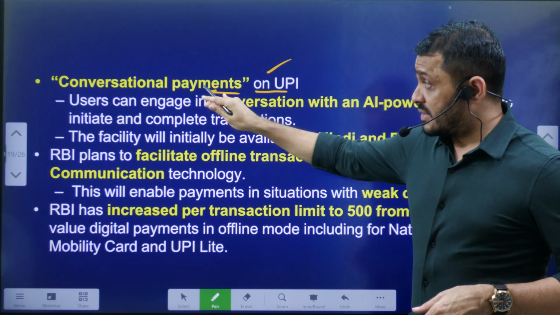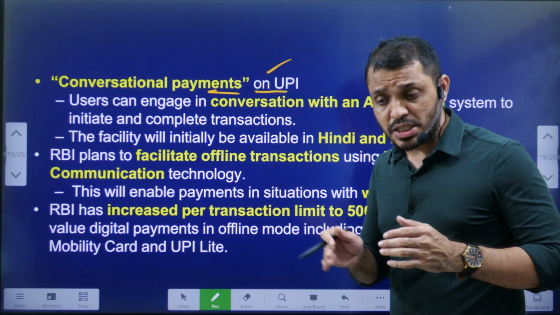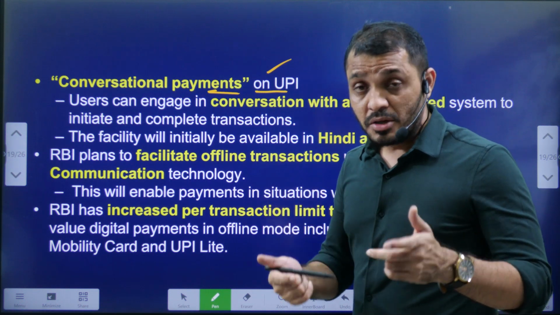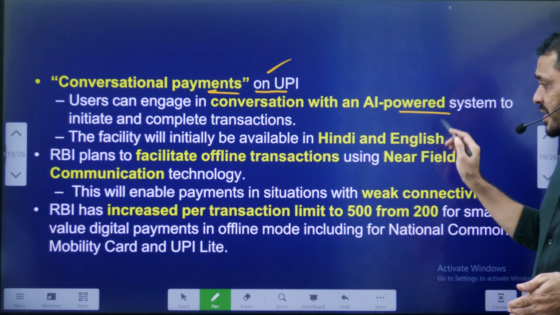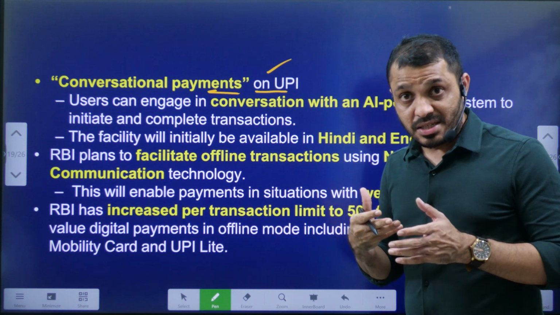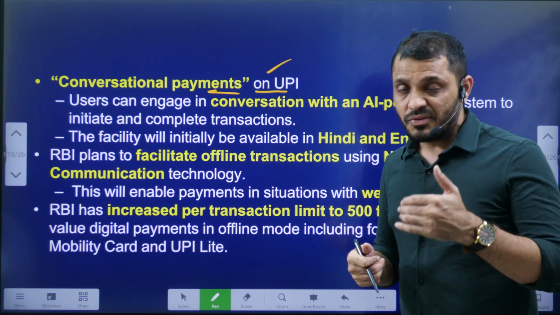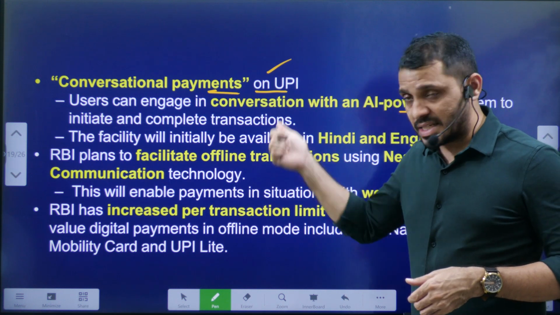Then RBI also mentioned that it is going to encourage conversational payment on UPI. What is a conversational payment? That means if you want to make a UPI payment, you can have a conversation with an artificial intelligence bot, an AI-powered system. Initially, the conversation can be facilitated in Hindi and English. Later, further languages will be added. That is about the conversational payment they recently announced.